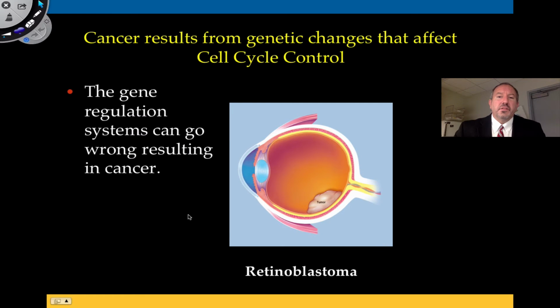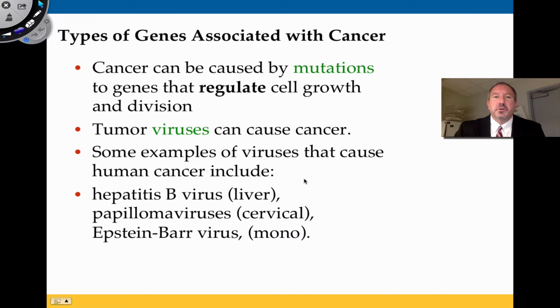So one of the things that I want to talk about is that gene regulation systems can go wrong. And when that happens, it can result in abnormal cell growth, which is cancer. As you can see, a cancer here is an outgrowth of cells in the back of the retina of an eye. This is an example of a cancer of the retina called retinoblastoma. So there are genes associated with cancer.